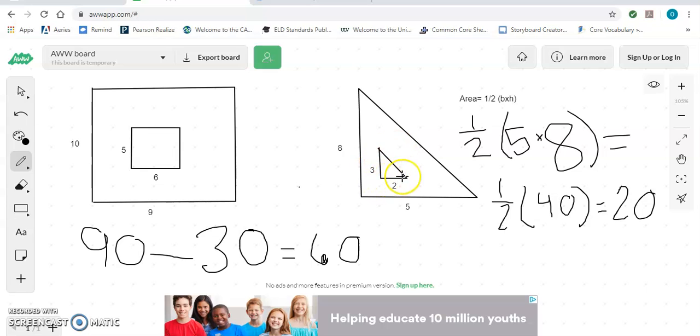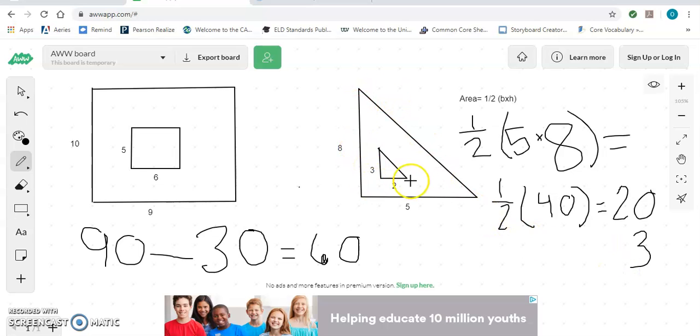I'm going to do the same with the little one. I'm not going to write it out, not only because I'm running out of room, but I also want to save time, okay? Same thing, half of base times height. Well, your base times your height is 2 times 3. That is 6. That means half of 6 is going to be what? 3, right? So the area of that little triangle is 3.